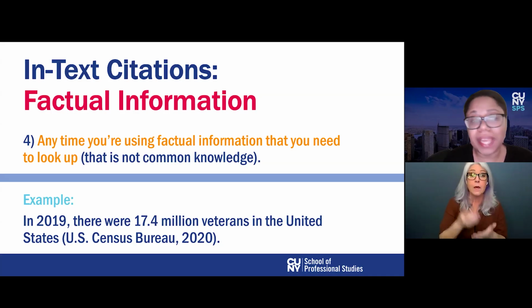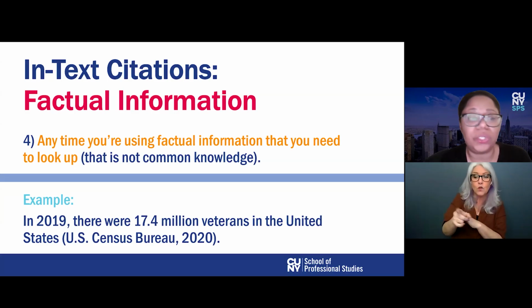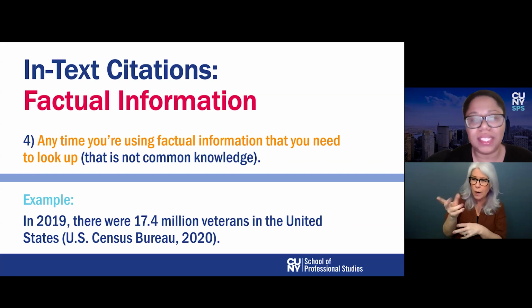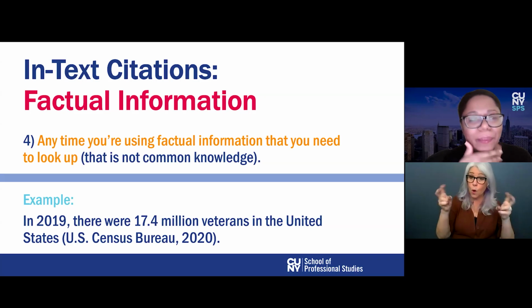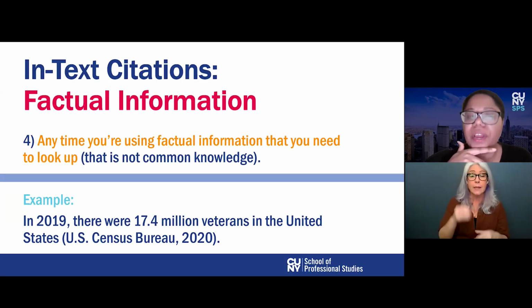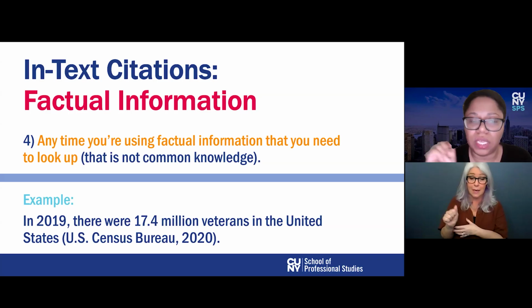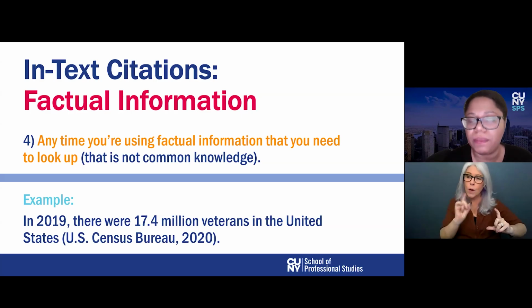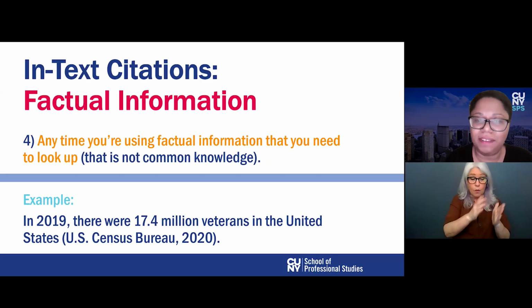Some things, like statistics, however, you would have to look up. And if you have to look it up in that situation, you do want a citation that shows where you got the information from. So you can see as an example, and there are no quotation marks here, but I'm quoting the example: In 2019, there were 17.4 million veterans in the United States. And then in parentheses, you can see where I got that information from. So it's the US Census Bureau that's taking the place of an individual author's name, then a comma and the year 2020.